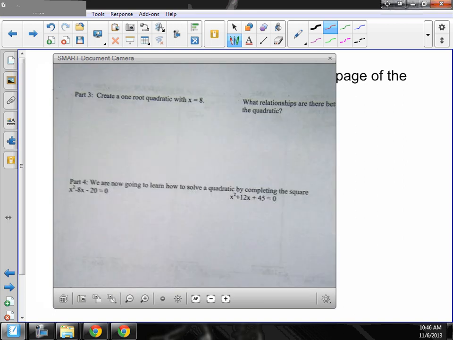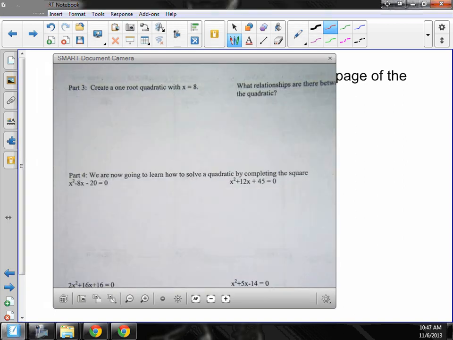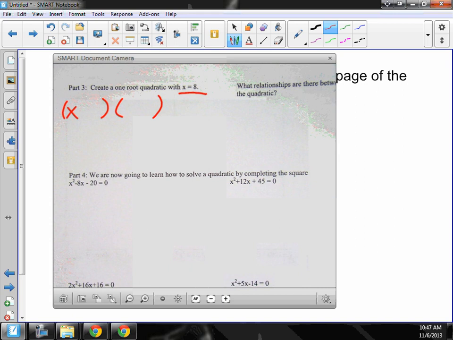All right. Create a one-root quadratic with x equals 8. So if my root is 8, what are my factors? Perfect. x minus 8 and x minus 8. Well, roots and factors always have opposite signs, because if I was to go from here to here, I'd set it equal to 0, and I'd add 8. So yeah, roots and factors always have opposite signs.